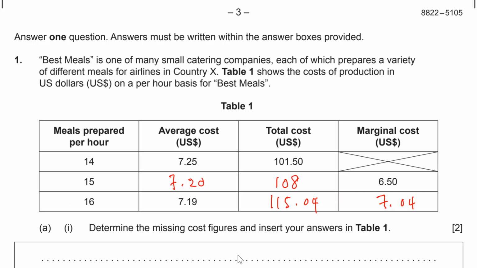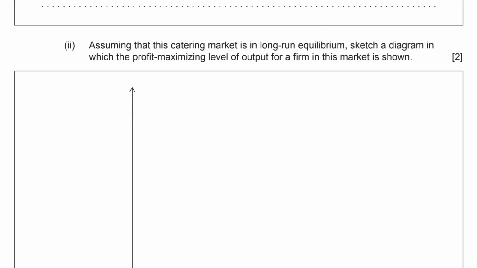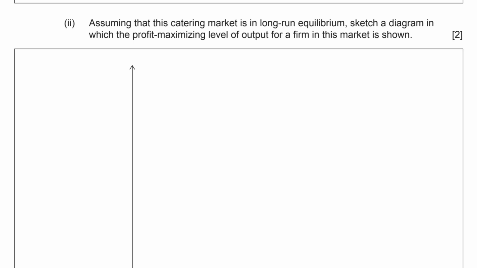So there you have it, right? Even though we only had this partially completed table, we were able to recover the entire thing just by doing a bit of algebra and using our knowledge of marginal cost and total cost, etc. Great, so that's this part done. Now let's move on to the second part of this question. Assuming that the catering market is in a long-run equilibrium, sketch a diagram in which the profit maximizing level of output for a firm in this market is shown.